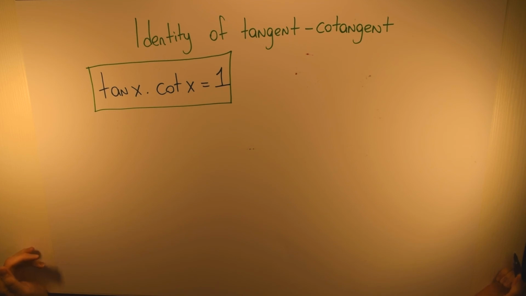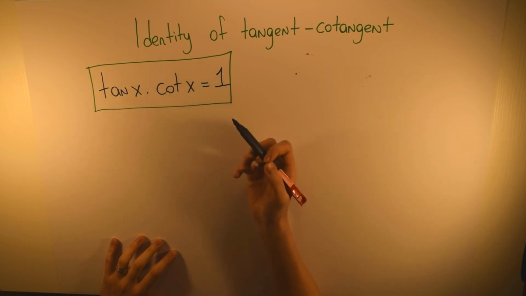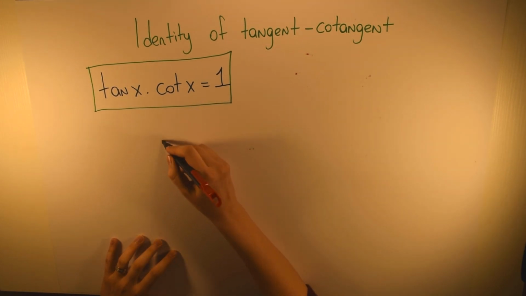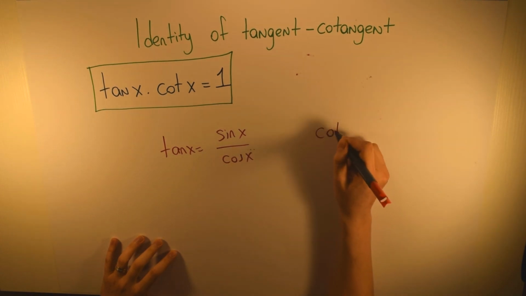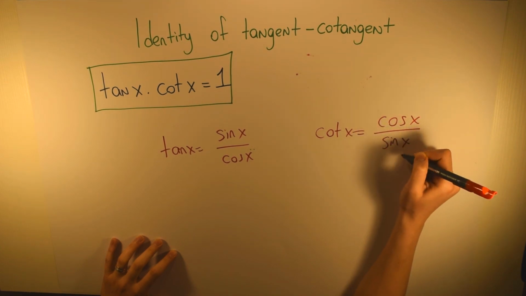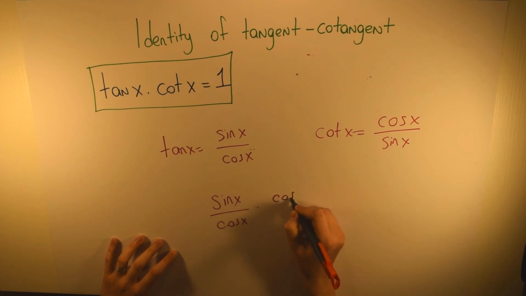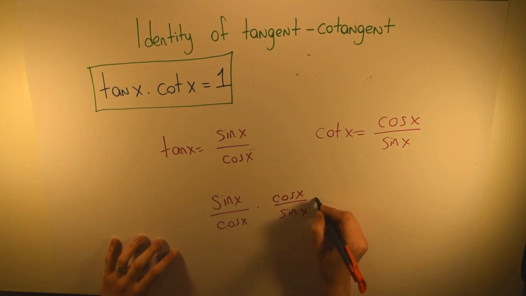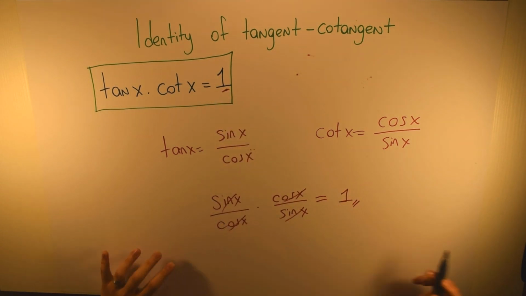Let's look at this identity of tangent and cotangent. Here we have tangent x times cotangent x is equal to 1. Why? Because we just learned that tangent x is equal to sine x over cosine x, and cotangent x is equal to cosine x over sine x. When you multiply these two together, it's sine x over cosine x times cosine x over sine x. These cancel out each other and we get the value of 1.